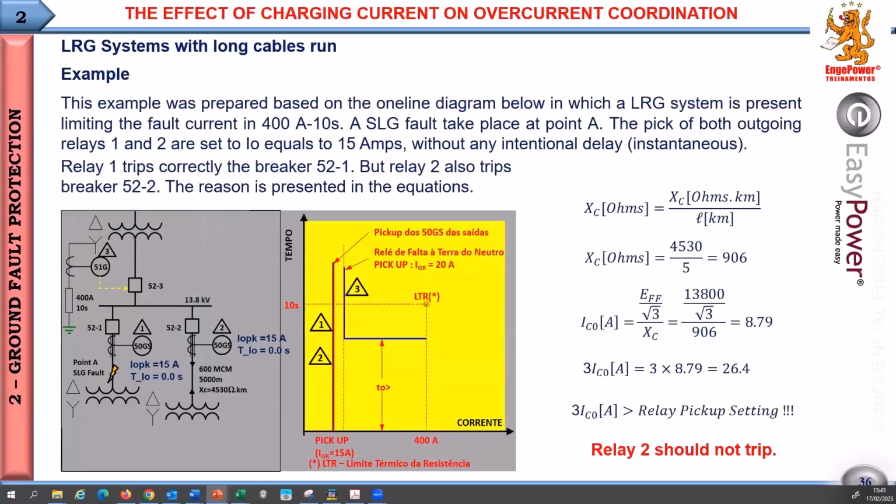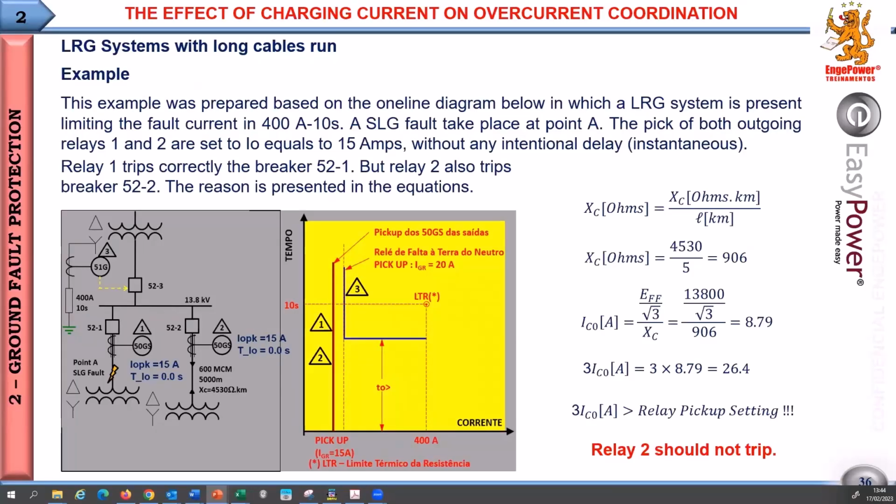System with long cable run. This example here is in a paper I wrote for IEEE, but I put it here in order to show you the cable length can interfere on the grounding coordination.